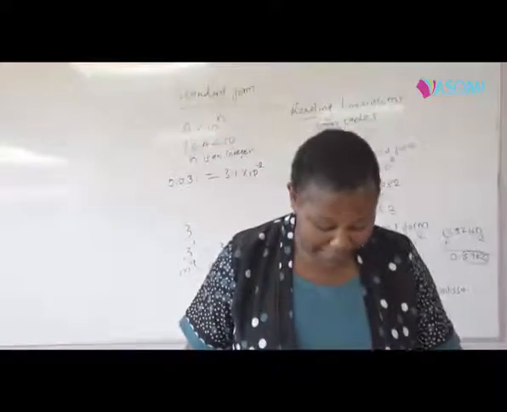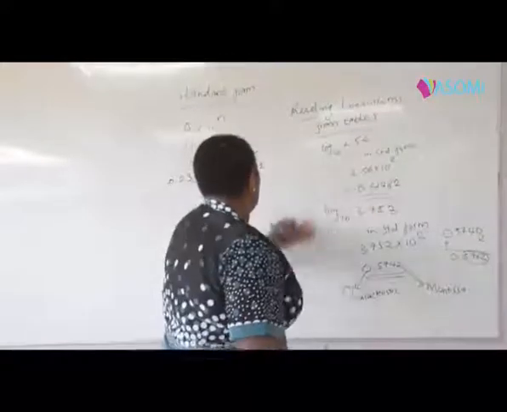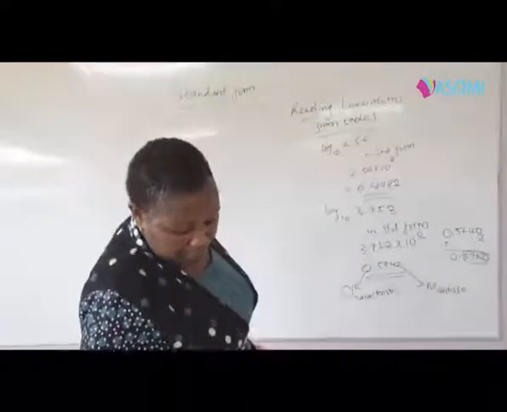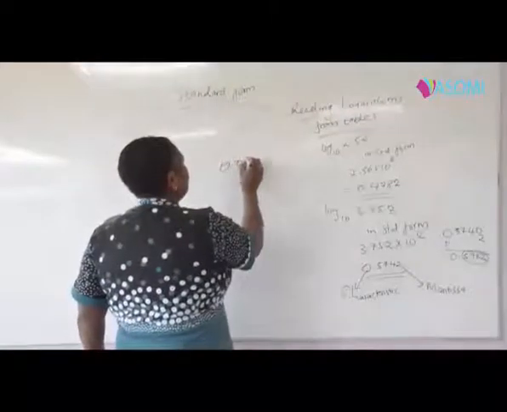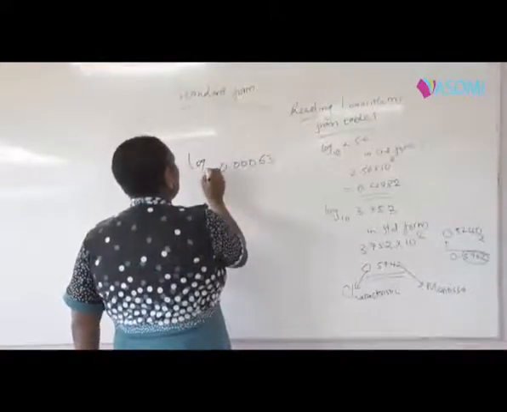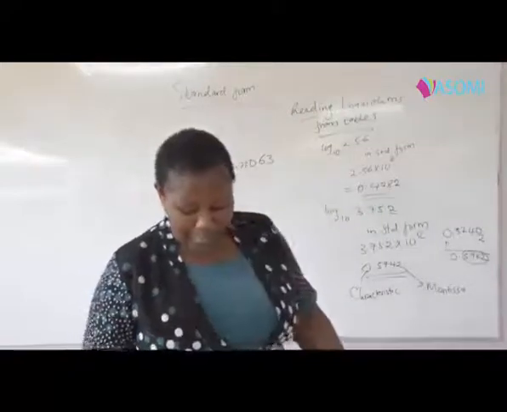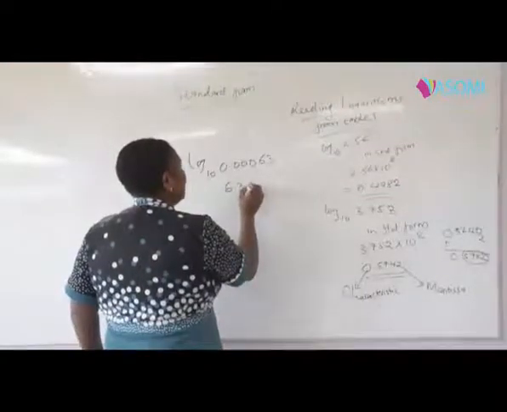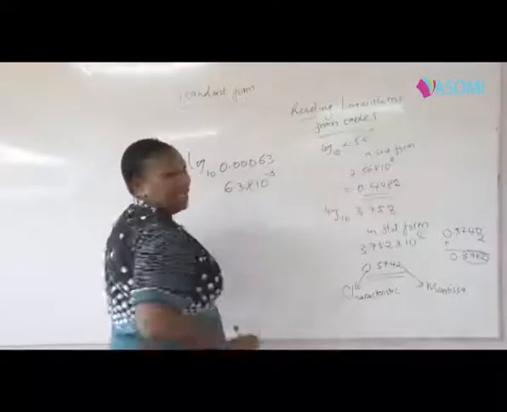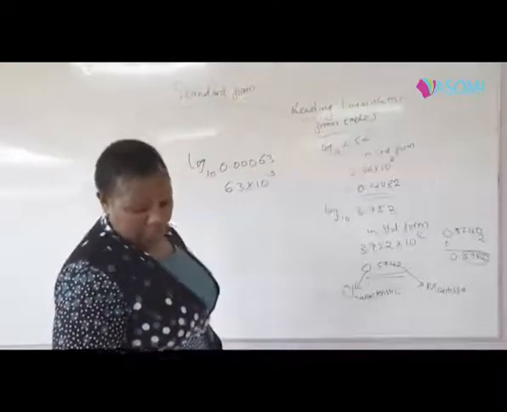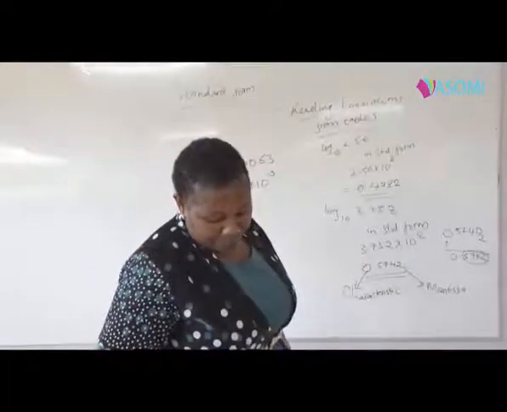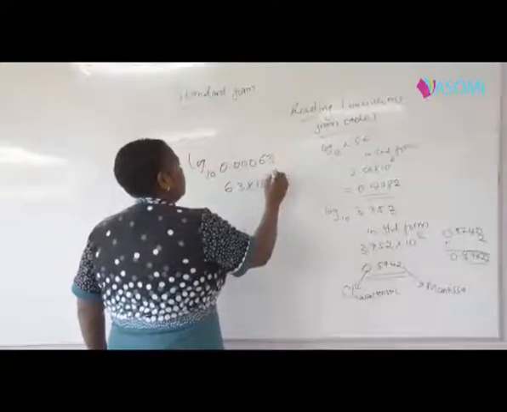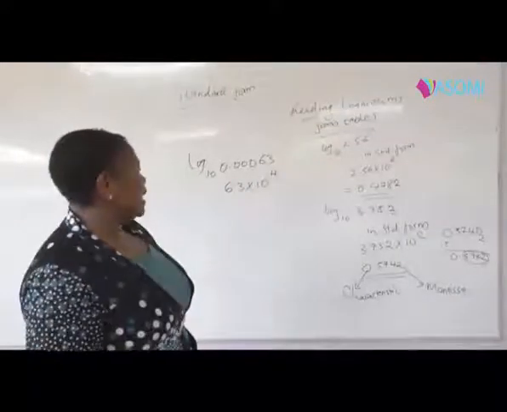We can have one last example of such by finding the logarithm of 0.00063. Logarithm to base 10 of that. Our step 1 is to write the number in standard form, and this gives us 6.3 times 10 to the power minus 4.